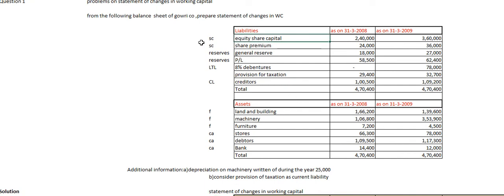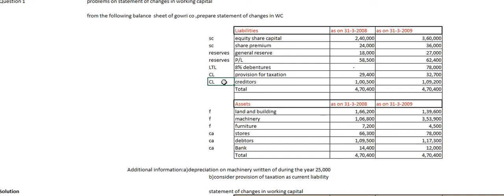Equity capital is share capital. It comes under the heading share capital, share premium. General reserve, profit and loss account come under reserves and surplus. 8% debentures are a long-term liability. Then provision for taxation. There are certain items which sometimes will be considered as non-current liability and sometimes as current liability. If you see here in the question, have they given anything about provision for taxation? Yes, they have given, consider provision for taxation as current liability. So we will consider it as current liability. And sometimes, depending on the question, we will consider it as non-current liability.